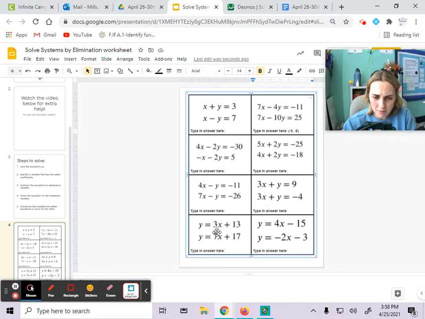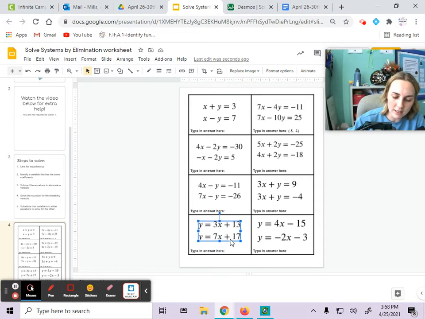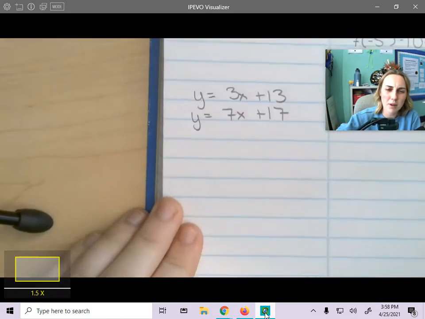Okay. So now I'm going to move on to number 7. This is going to be my last problem I'm going to do on here. So I'm going to write it out real quick. We have y is equal to 3x plus 13. And then y is equal to 7x plus 17. All right. So I'm going to look at this problem real quick.